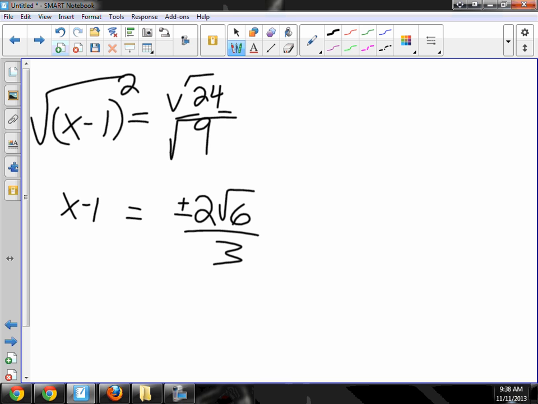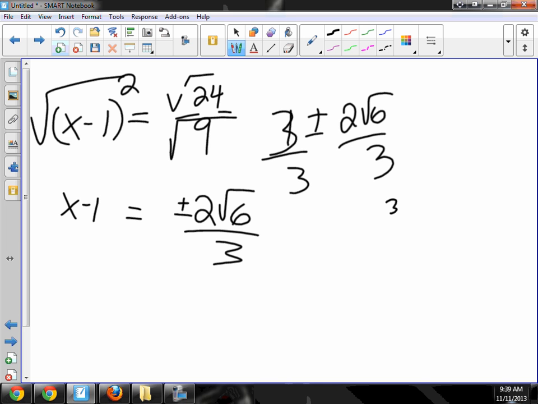Now I add the 1, and I get 1 plus or minus 2 root 6 over 3. But that's not totally simplified, because I need to add these together. Well, in order to add two fractions, they need to have a common denominator. What would the common denominator be? 3. So I'm going to change this to a 3, and I also need to change the top to a 3, which would be 3 plus or minus 2 root 6 over 3. Okay, and that actually happened a couple times on the last worksheet. So you just need to fix this side to match.